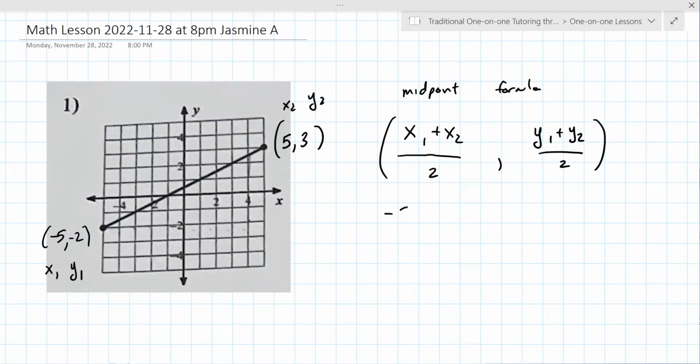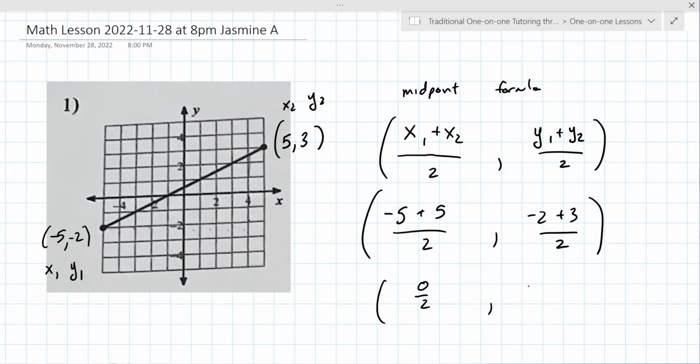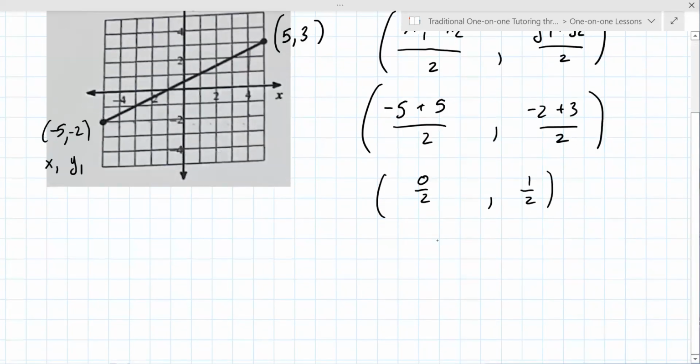So it looks like this: -5 plus 5 divided by 2, -2 plus 3 divided by 2. And then you add the numerators first. On the left here, it's going to be 0/2. The one on the right is 1/2. 0 divided by 2 does reduce to just 0. So there's your midpoint for that first one.